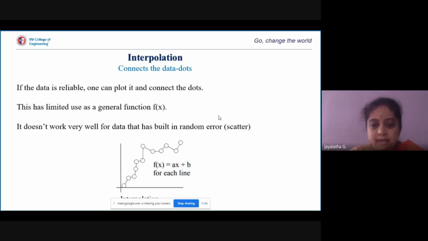So this is an example of piecewise linear interpolation. Each 2 points are connected by a straight line. This is how it looks. And it doesn't serve as a good approximation. Say your data is very much away from this. You cannot directly join it by a straight line or a polynomial curve.